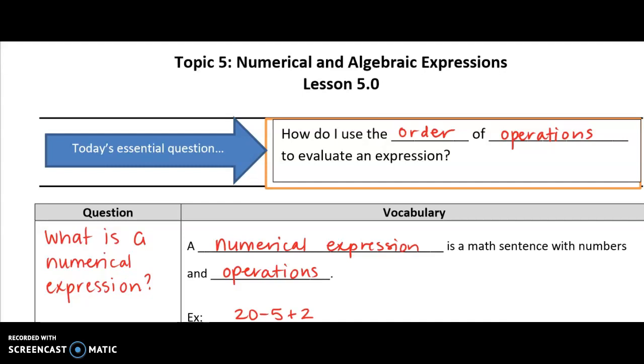Lesson 5.0 is order of operations. Our essential question today is how do I use the order of operations to evaluate an expression? We have several vocabulary words.